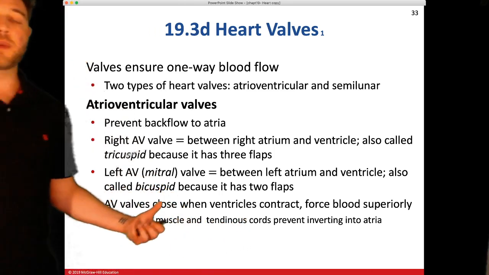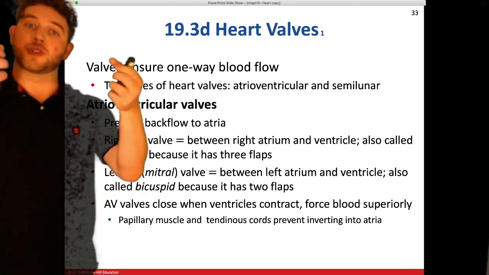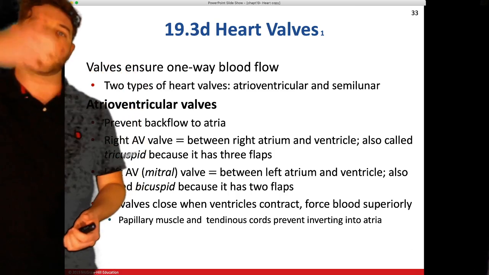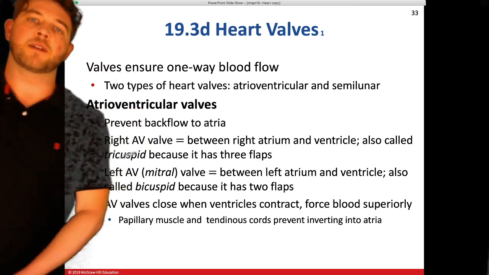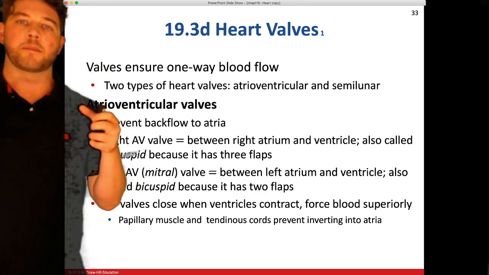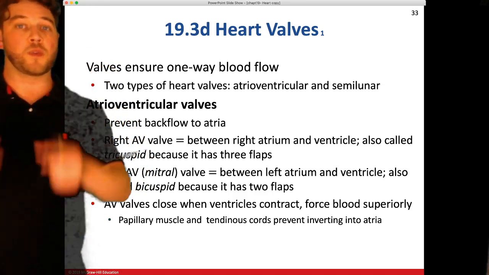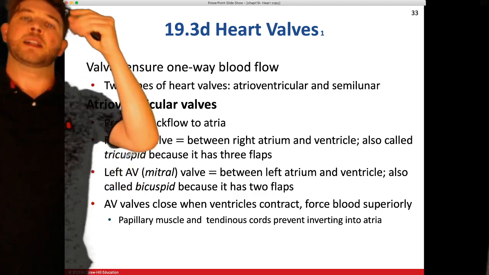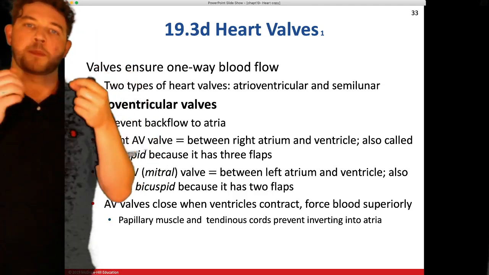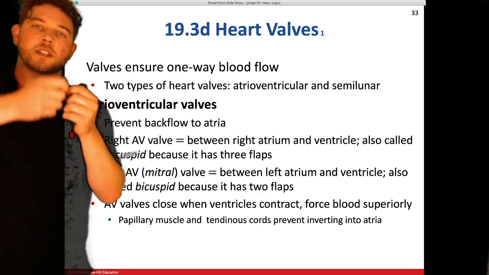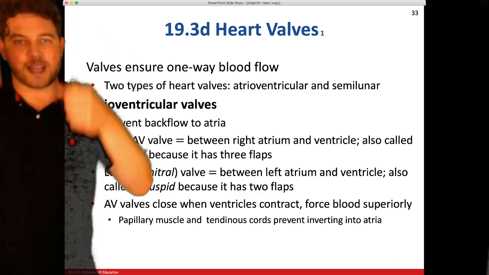So what's happening is that when the ventricles contract together, they're going to be pushing blood up and out. The right side is going to be going out through the pulmonary semilunar valve. The left side is going out through the aortic semilunar valve. But to make sure that the blood only goes out through those valves, the AV valve separating the ventricles from the atria, they have to lock down. So the papillary muscles that extend from the ventricle heart wall that go to the tendinous cords, those attach to the valves and they help to anchor it down.